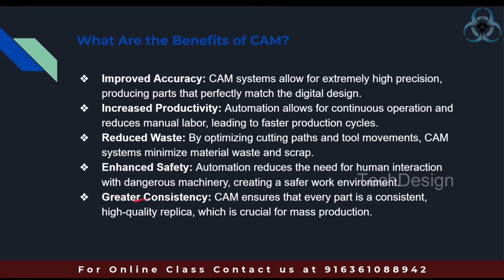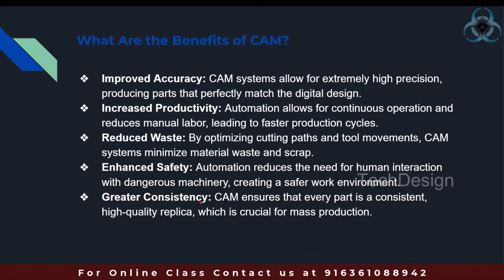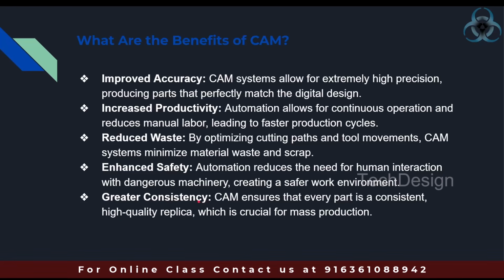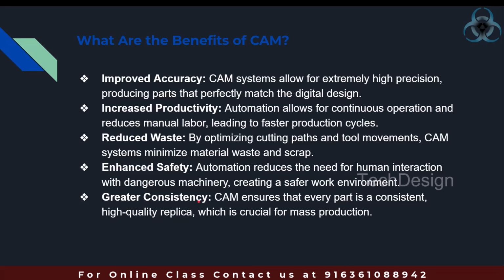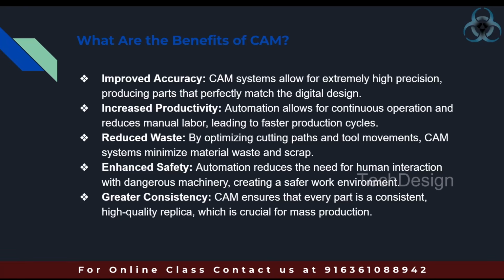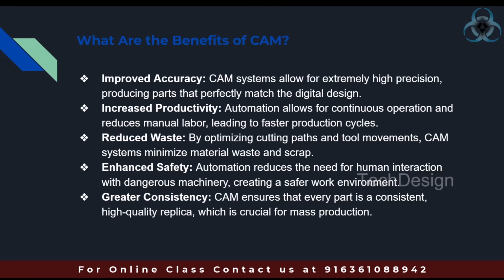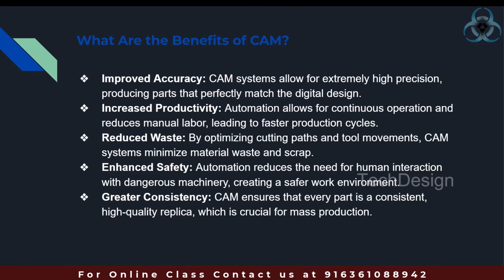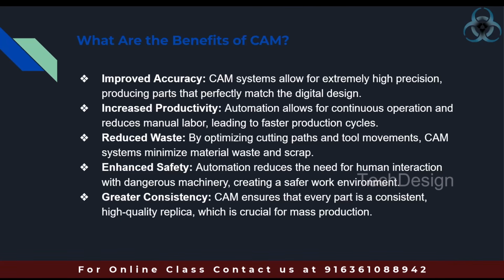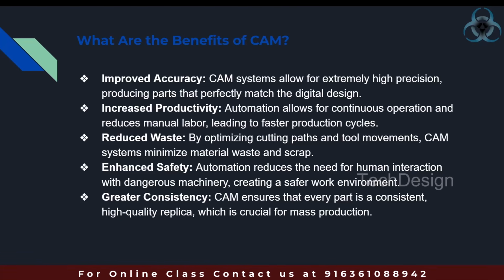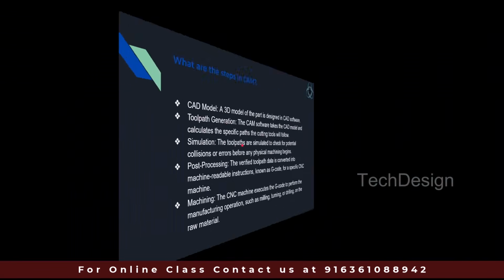Obviously the consistency of whatever models you are making will be more. Now what is consistency? Say, for example, if a man is making a shaft or anything, and he has made two parts, there will be a slight difference between the two parts. When it is done in CAM and by machines, the consistency will be there. The difference between those two parts will be very small. That is the greater consistency we will have in CAM.